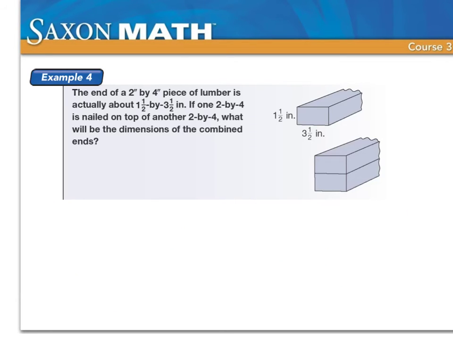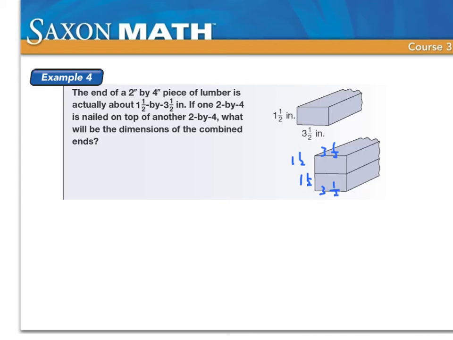Okay, in this problem it says the end of a 2x4 piece of lumber is actually about 1.5 inches by 3.5 inches. If one 2x4 is nailed on top of another, what will be the dimensions of the combined ends? Okay, so basically what they want to know is if I take 1.5 by 3.5 and add on another 1.5 and 3.5, what are the dimensions going to be.